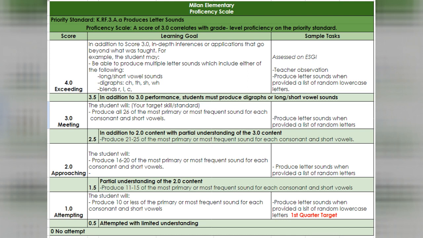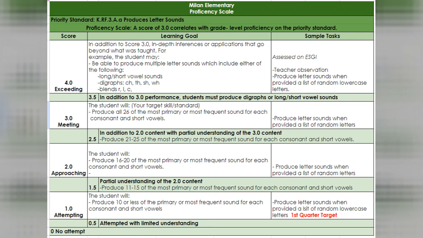It gives a little more information about what that really looks like if the student is able to complete the task or understand that part of the skill. On any scale here at Milan, a level 3 is our target. That means the student understands the priority standard, the skill.